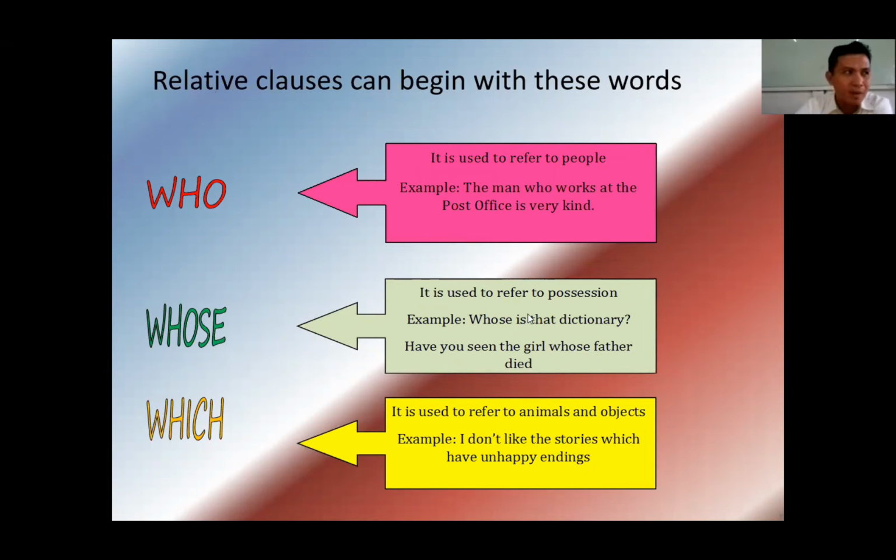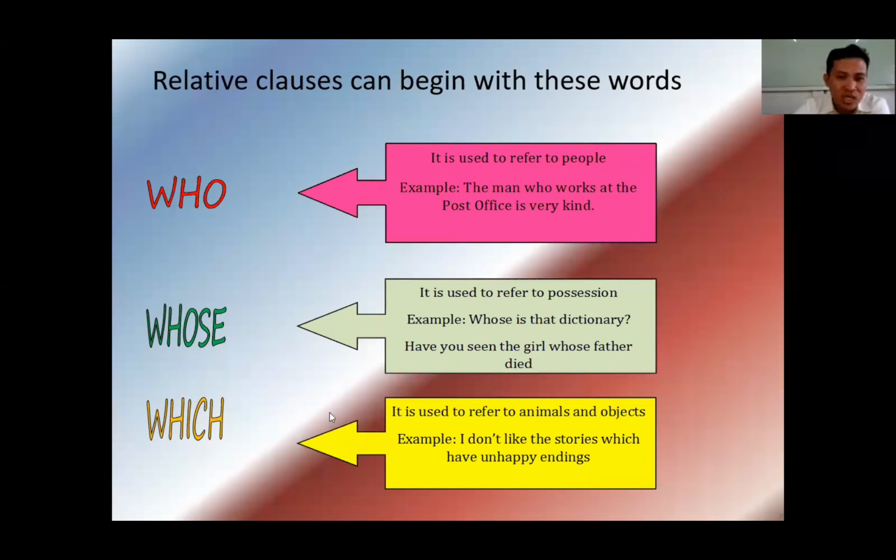Yang ayahnya, yang bukunya, whose house, whose car. It indicates or refers to possession. You got it? Yes, sir. We will talk more about the sample later.